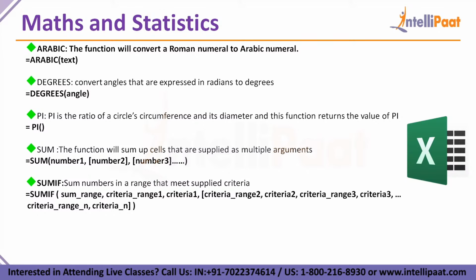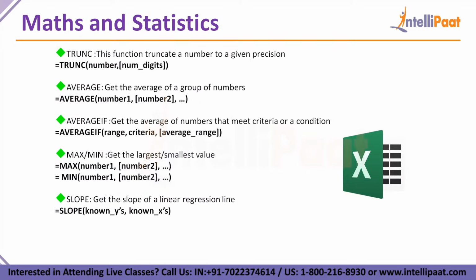And then comes the SUM function, which is very basic, where you just add the values. Then comes SUMIF, a moderate-level function where you apply a condition to find the sum. The next function I have included is TRUNC. The TRUNC function reduces the number of digits in a number to a given precision, that is, it truncates the number to a given precision. And then comes AVERAGE, which is familiar to everyone.